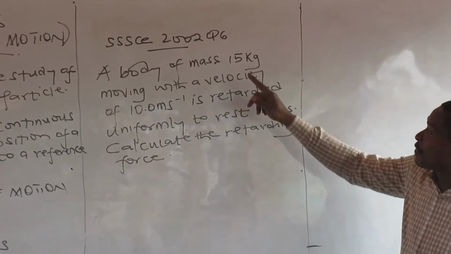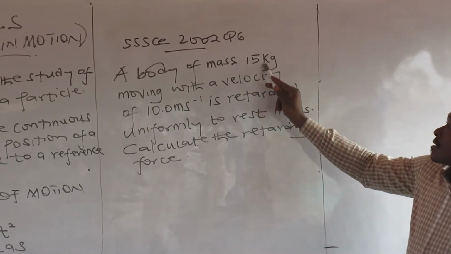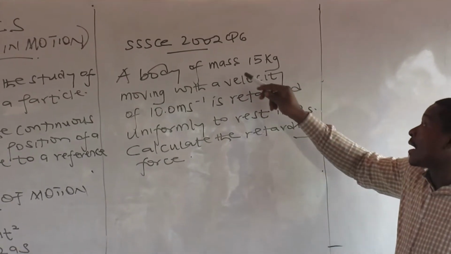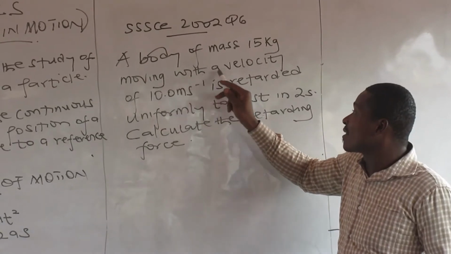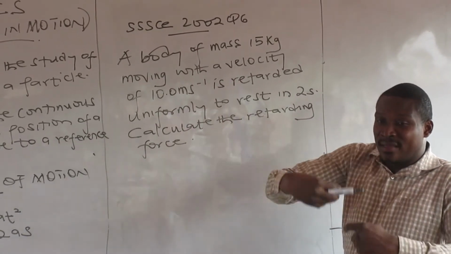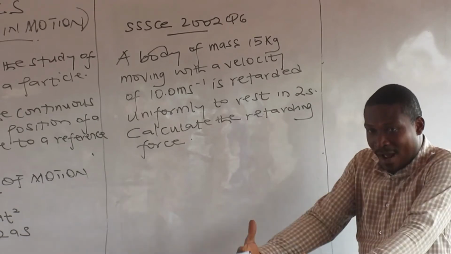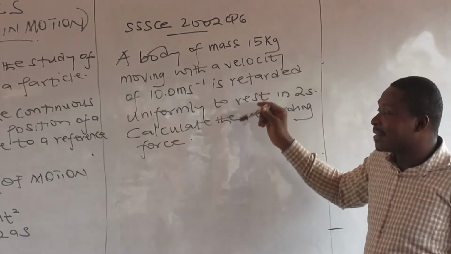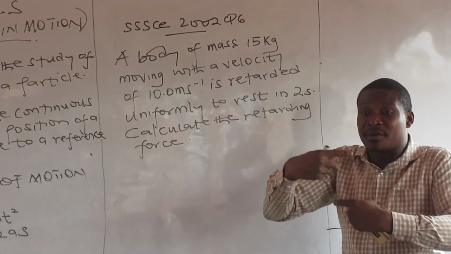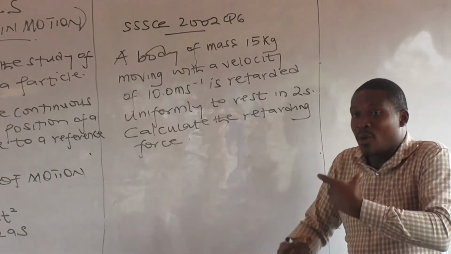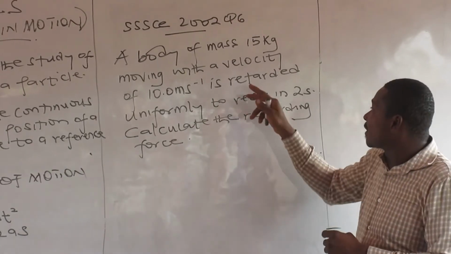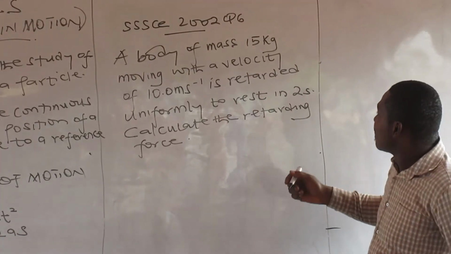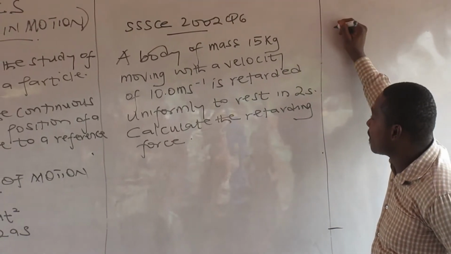A body of mass 15 kilograms. If this is in grams, you'll be changing to kilograms. We're making it in standards. A body of mass 15 kilograms moving with a velocity of that is what you have. It's your initial. Good. It's retarded. Retardation is the negative of acceleration. When you're not going forward, you are retarded. That's negative. So when you do retardation calculations, you get negative. The negative sign there means it is coming back, or you are decelerating. So let's go.